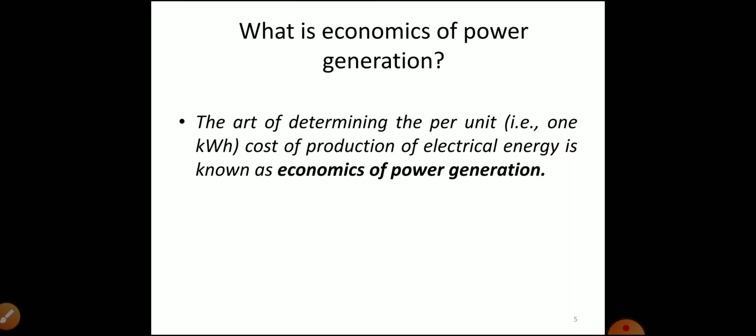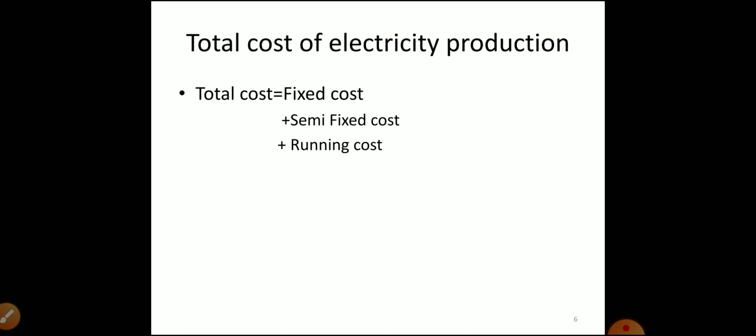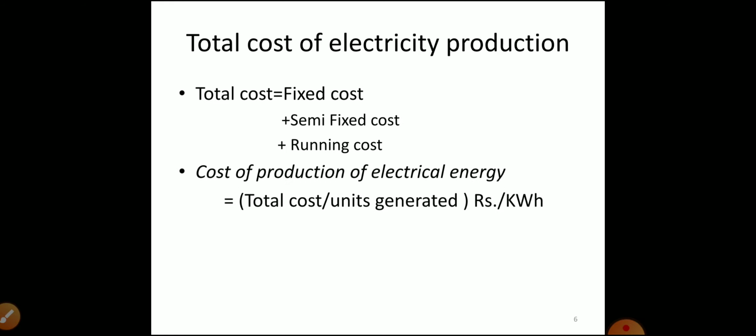Now we'll see what the economics of power generation is. It is the art of determining the per unit cost, that is, for 1 kWh, of production of electrical energy, and it is known as economics of power generation. The total cost of electricity production includes the fixed cost, semi-fixed cost, and the running cost. Sometimes it is also divided into only two parts, that is fixed cost and running cost.